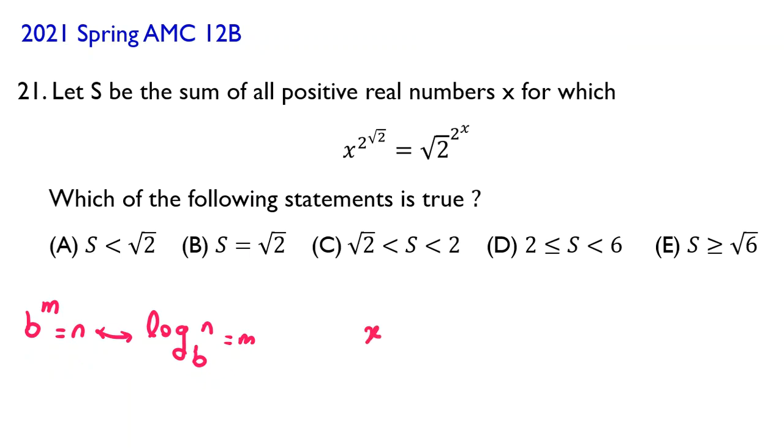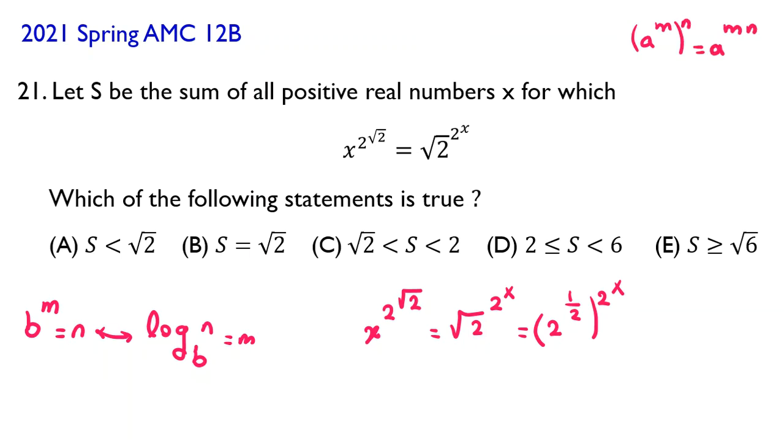From the main equation, x to the 2 root 2 equals root 2 to the power of 2 to the x. And we know root 2 is 2 to the power of 1 half. By the power rule, a to the m to the n equals a to the mn. So it will be 2 to the power of 1 over 2 times 2 to the x, and 1 over 2 is 2 to the negative 1.